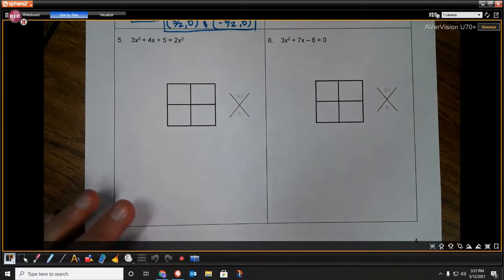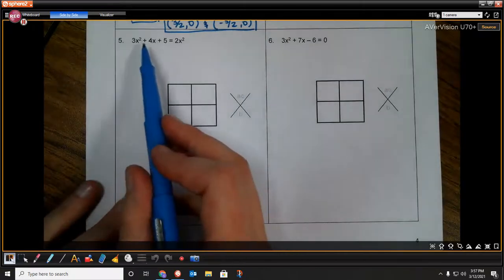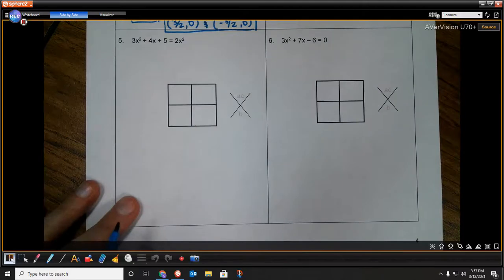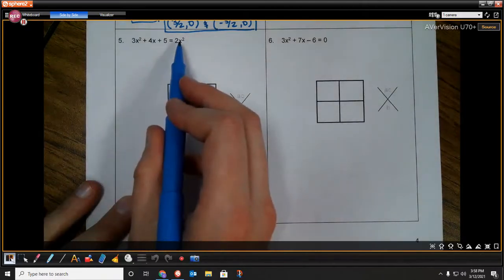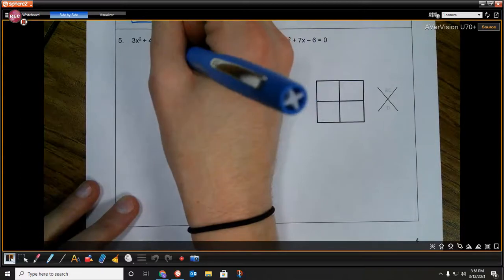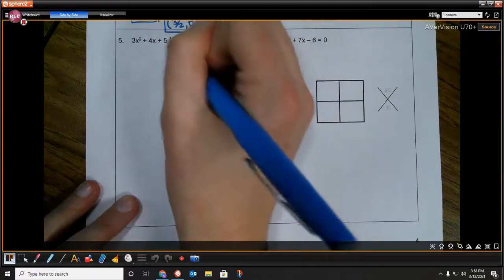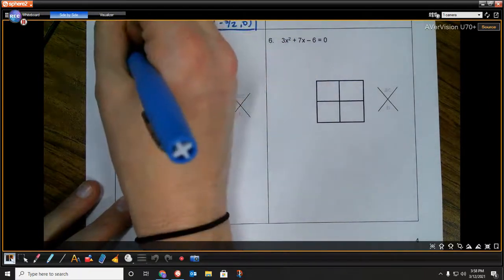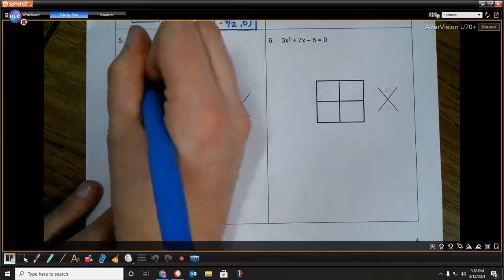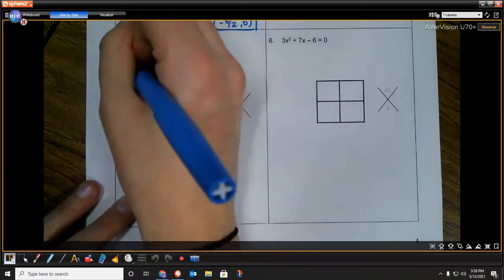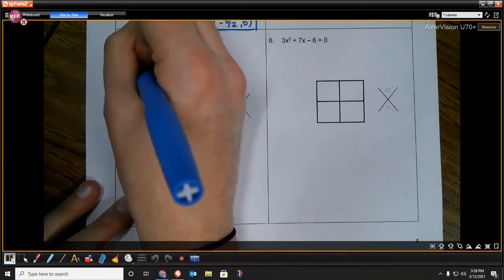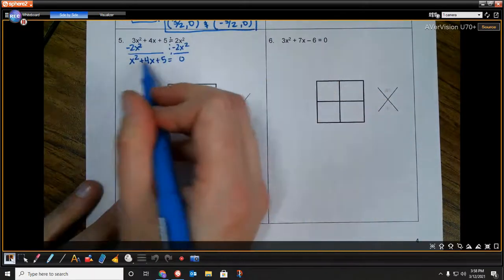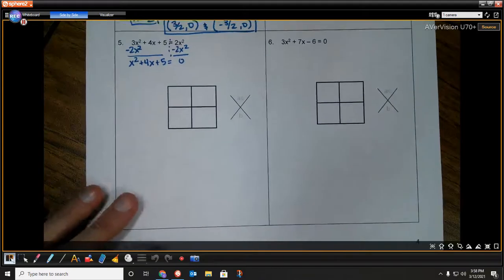All right, so let's see here. Oh, something is a little fishy about number 5. We are not in quadratic standard form, are we? We are not set equal to 0, so we need to be equal to 0. So the first thing we're going to do is get this negative 2x squared off the side so it can be equal to 0. So I'm going to subtract my negative 2x squared from both sides, and we are left with x squared plus 4x plus 5 is equal to 0. So this is going to be the equation that we're going to work with.